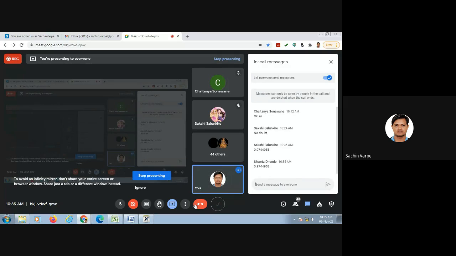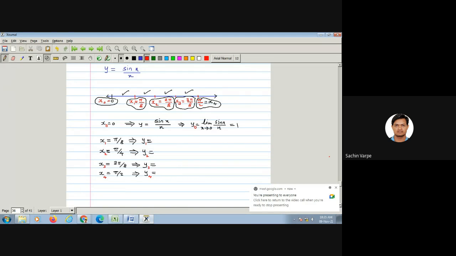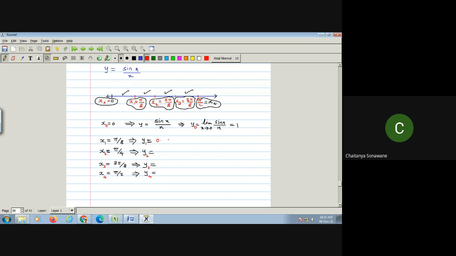0.9744953. Okay, that is the first. Sir, mine came 0.0174. That should be in radian, right? No sir, 0.017 is in degrees, and 0.9 is in radians. This answer should be in radian because pi by 8 is in radian, no? Yes sir, that is what I'm saying. So 0.9744953 is y1. What is y2?